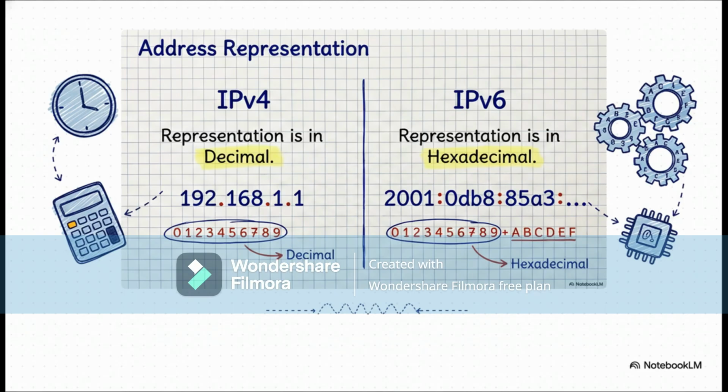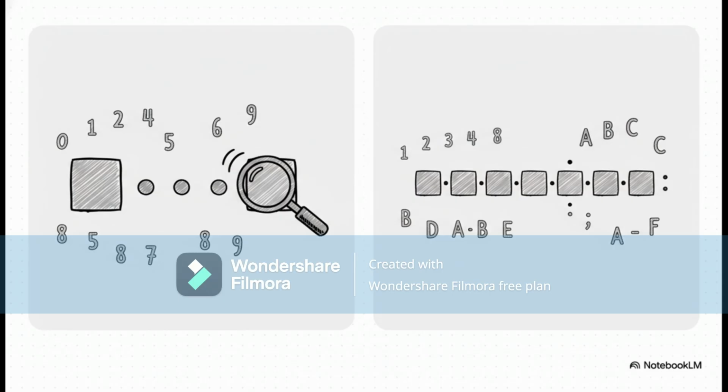That system with both numbers and letters is called hexadecimal, and it's just a more compact way to write down really big numbers. So the key takeaway is this. If you see only numbers and dots, you're looking at IPv4. If you see a much longer address with letters and colons, that's IPv6. This is a very, very common identify-the-difference kind of exam question, so keep an eye out for it.